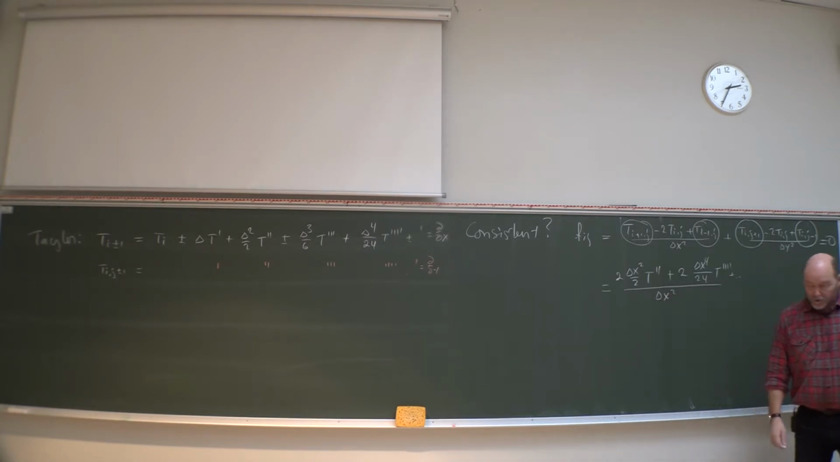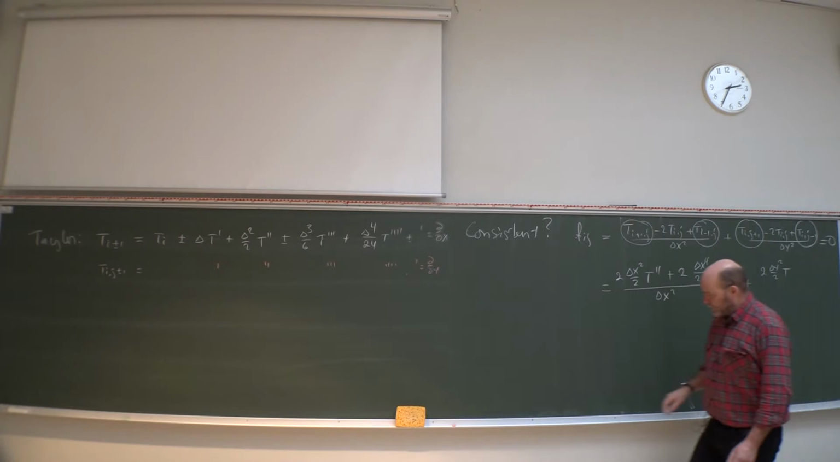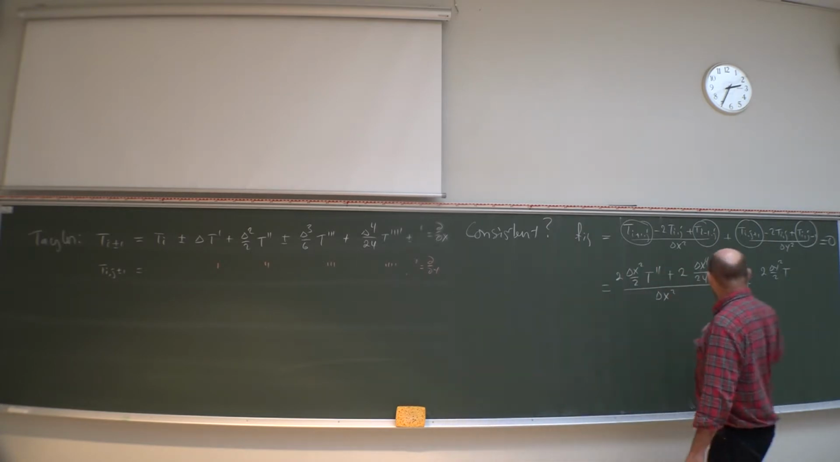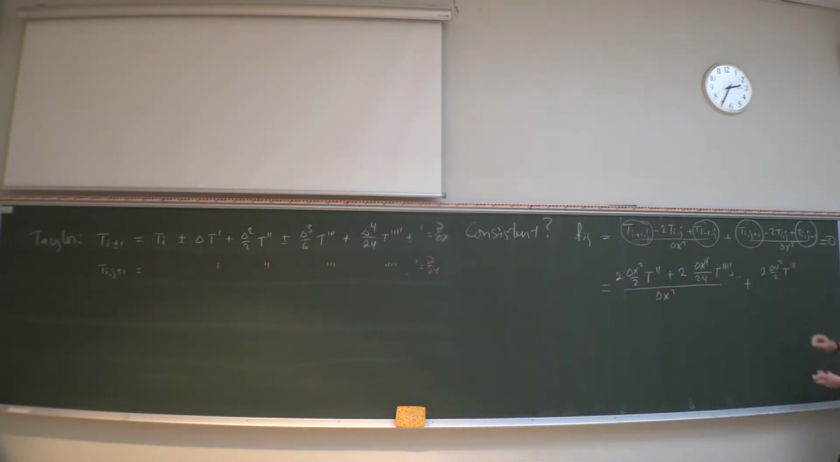That is my x term, and then you will get the same sort of recipe here in the y direction, delta y squared over 2 times T, but now the derivative with respect to y, second, and so on. Delta y to the power 4 over 24 times the fourth derivative, and so on.